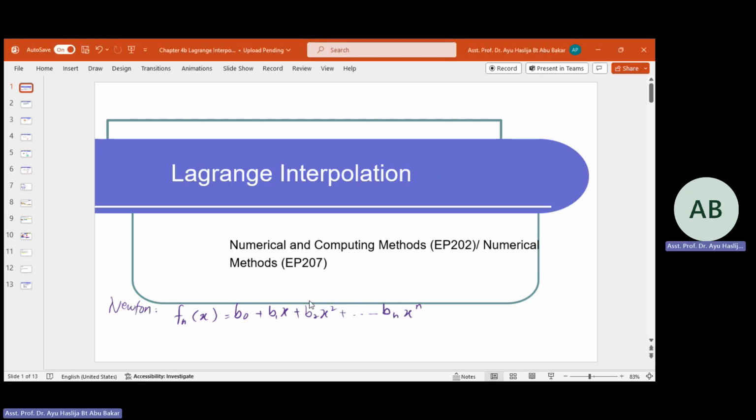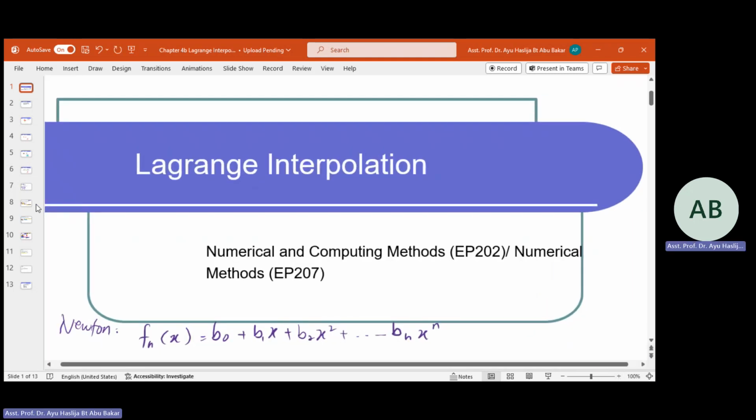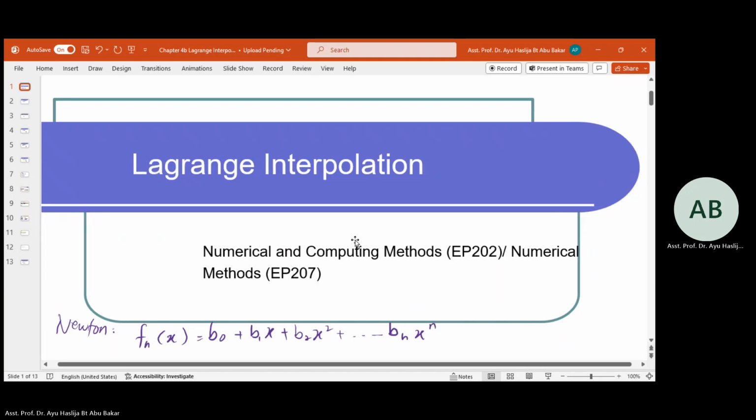Okay, so we proceed with the new subtopic in chapter 4, which is interpolation. Here is Lagrange interpolation. Last time we did Newton interpolation. Now it's Lagrange. The difference is in the formula to calculate the weighting function.